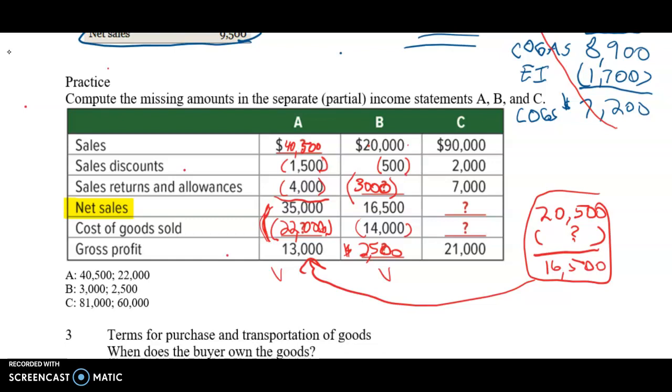90,000 minus 2,000 minus 7,000 equals 81,000. Minus I don't know equals 21,000, and we've shown you how to solve for that, so that's 60,000. Check your work. 21,000 plus 60,000 equals 81,000. This problem is done.